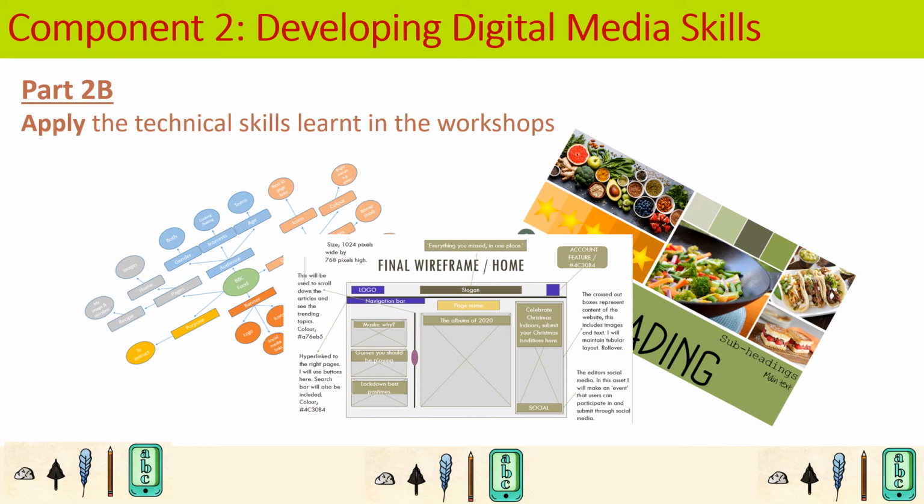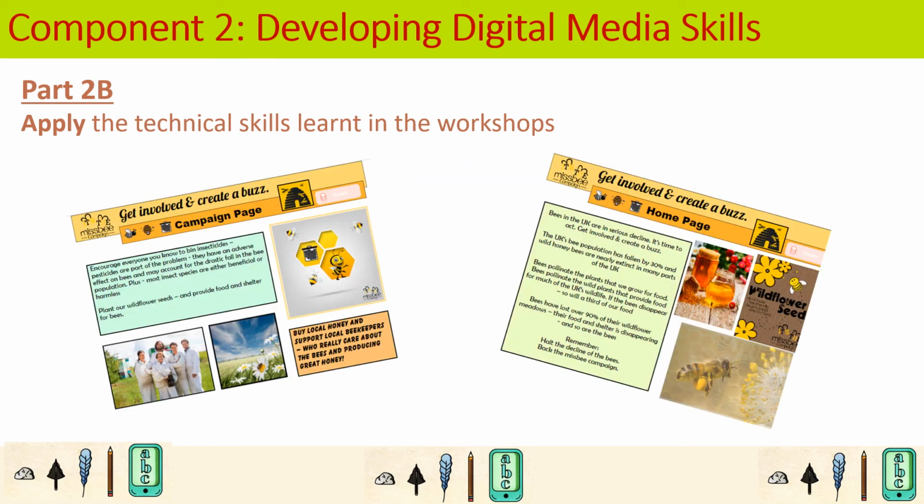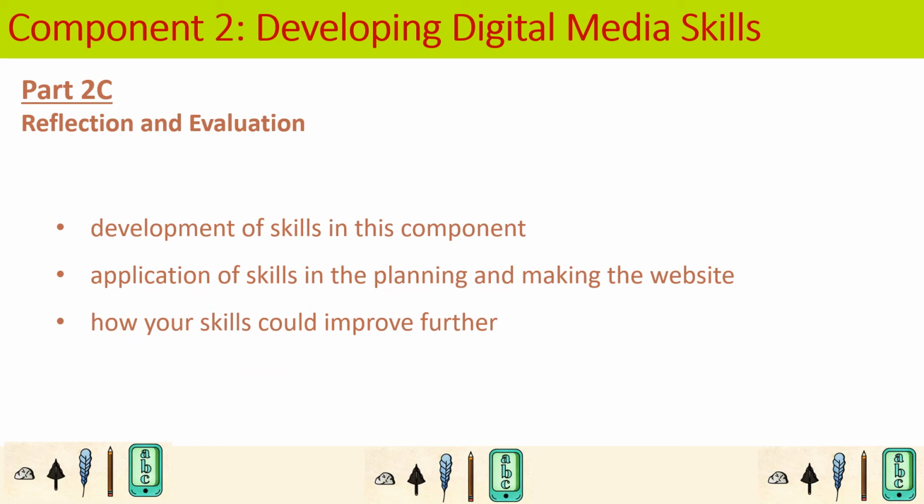So after learning all the skills in the workshops, in Part B of the component, you actually put them into practice. You're asked to make a website. So you go through the planning process. You make your assets for your website. So you apply your graphic skills. You then put it all together to make your completed website. In Part C of the component, you go back and you reflect and evaluate on the product you've made and the development of your skills. This is important as the next time you make a product, obviously you want it to be even better than the one you've just made.